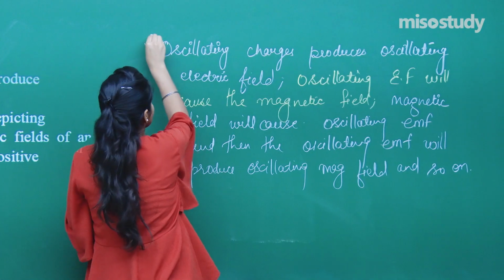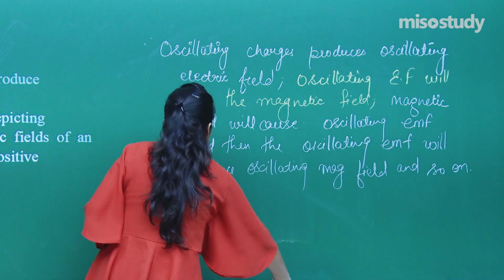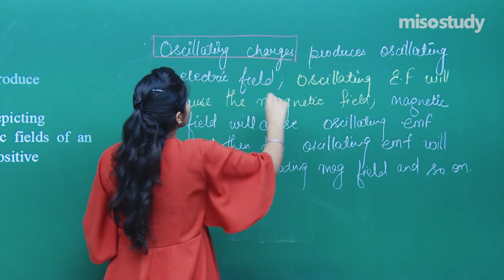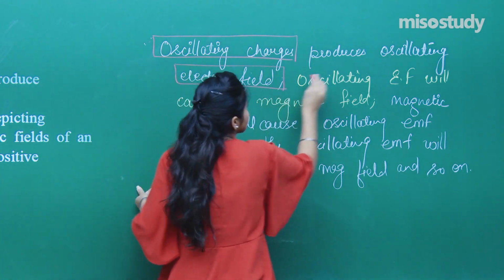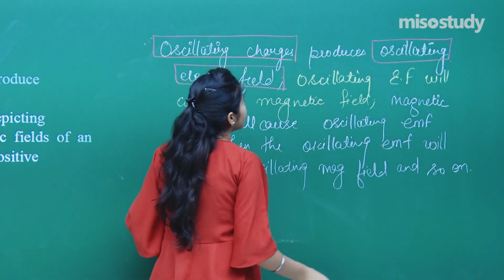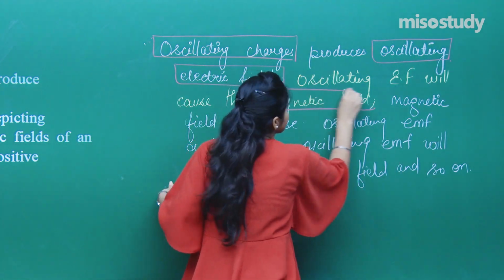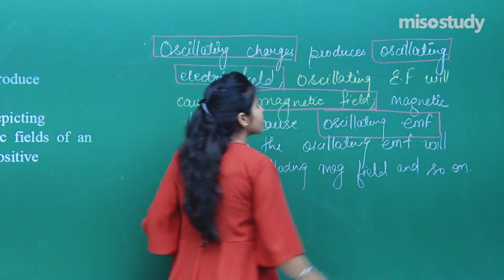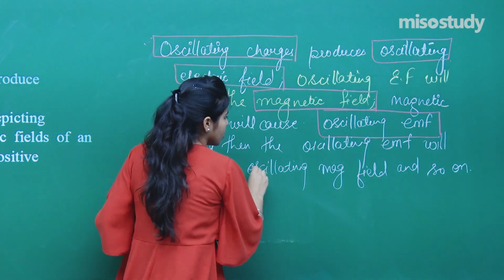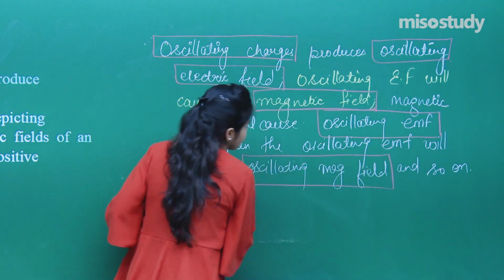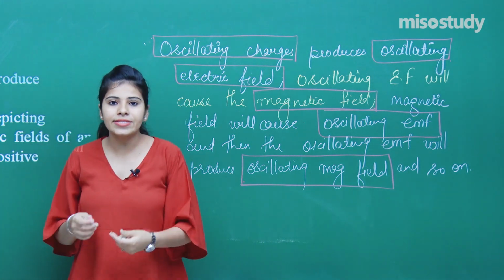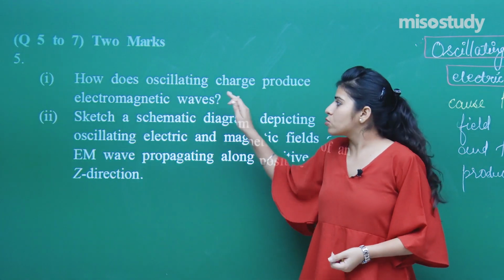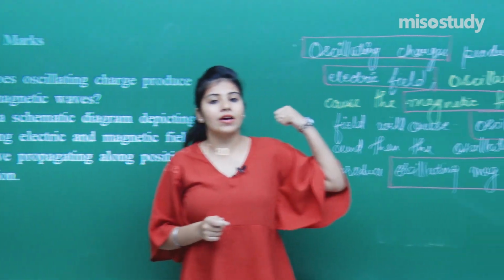First of all, it was oscillating charge. It produced the oscillating electric field. The oscillating electric field produced the magnetic field. This magnetic field caused the oscillating EMF, and this oscillating EMF produced the oscillating magnetic field. This is how EM waves are produced by this process. So the theoretical answer of this question is what I have written on the board.